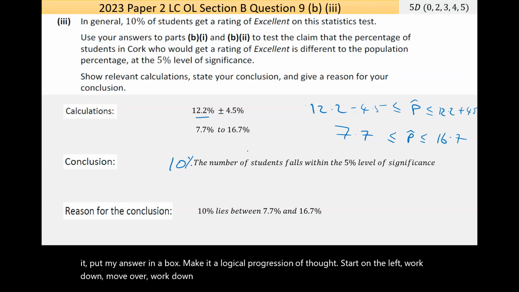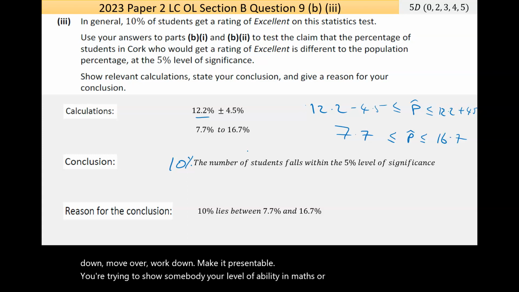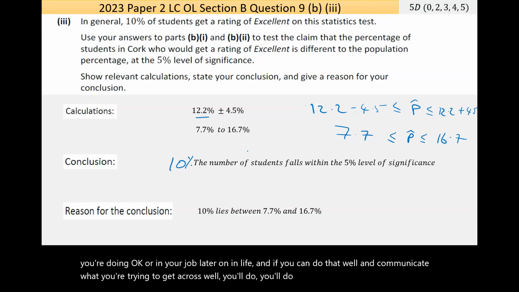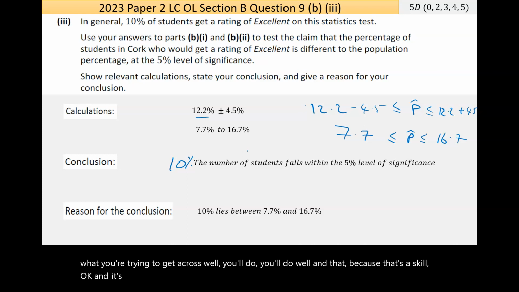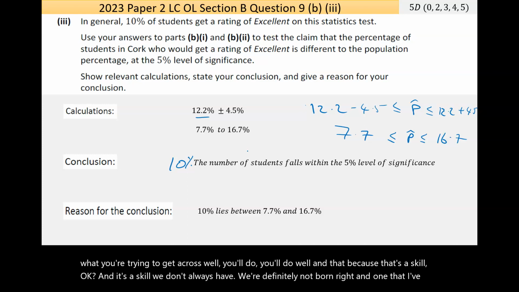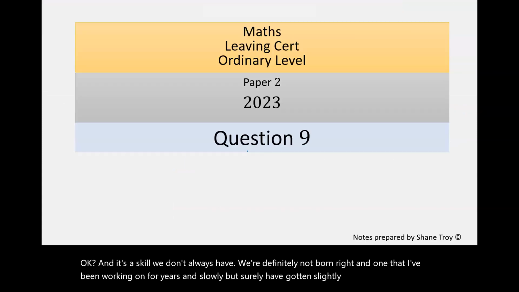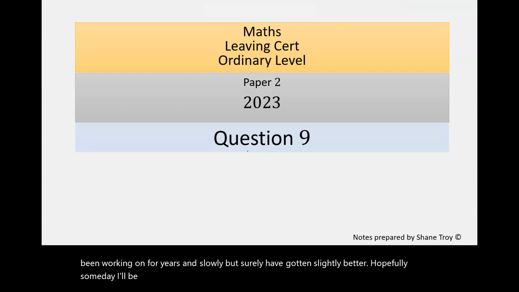Make it presentable. You're trying to show somebody your level of ability in maths or English or whatever subject you're doing, okay, or in your job later on in life. And if you can do that well and communicate what you're trying to get across well, you'll do well. Because that's a skill. Okay, and it's a skill we don't always have. We're definitely not born with it, and it's one that I've been working on for years, and slowly but surely have gotten slightly better. Hopefully someday I'll be perfect. Now that's the end of question 9.